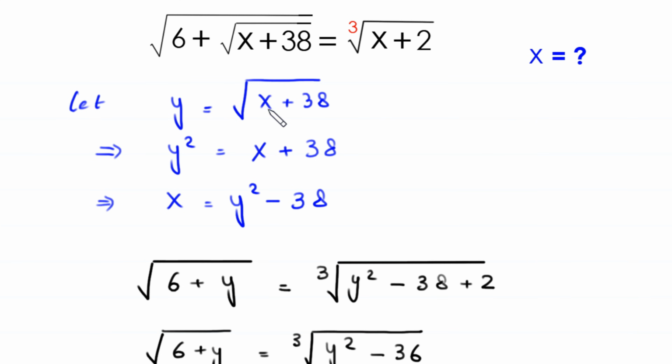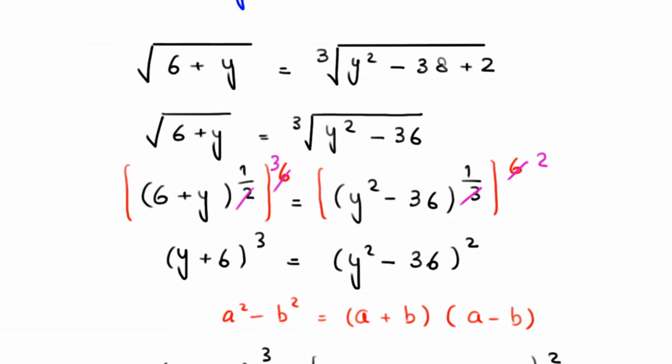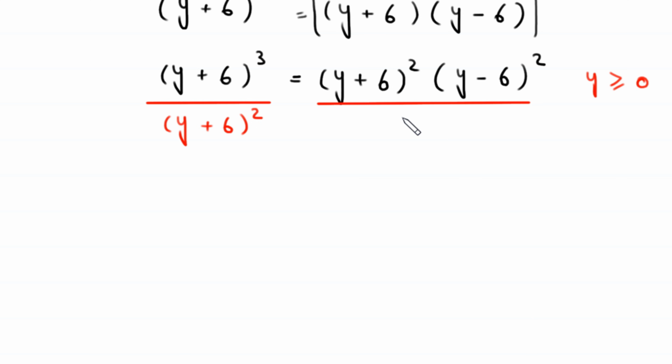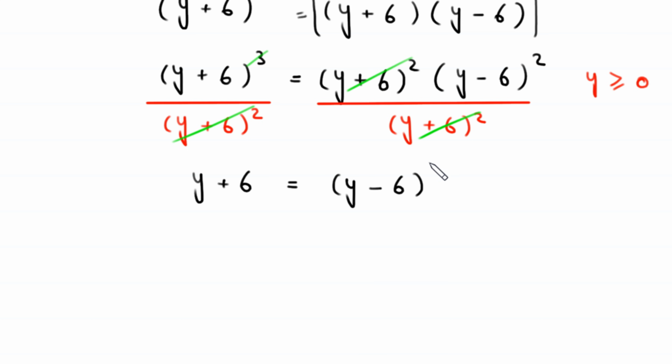Now because in our substitution y is equal to root x plus 38, this x plus 38 must be greater than or equal to 0, so this y must be greater than or equal to 0. Since y is greater than or equal to 0, we can divide both sides by this expression y plus 6 whole squared. At the right hand side we divide by y plus 6 whole squared. So this expression will be cancelled out with this expression, and this will be cancelled out with this power 3. We are left with y plus 6 is equal to y minus 6 whole squared.